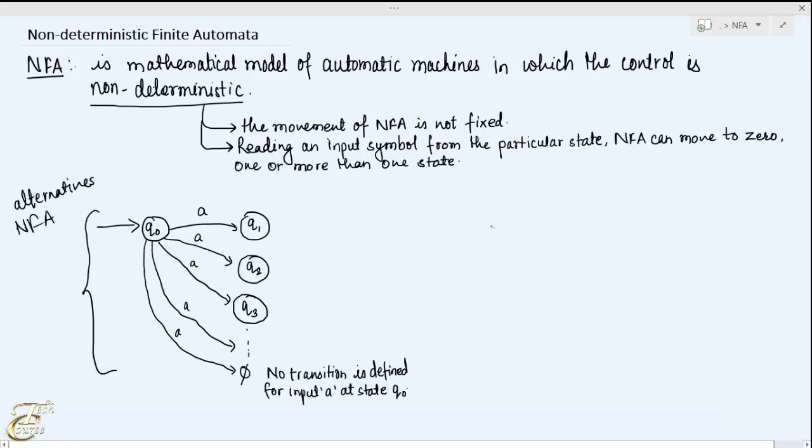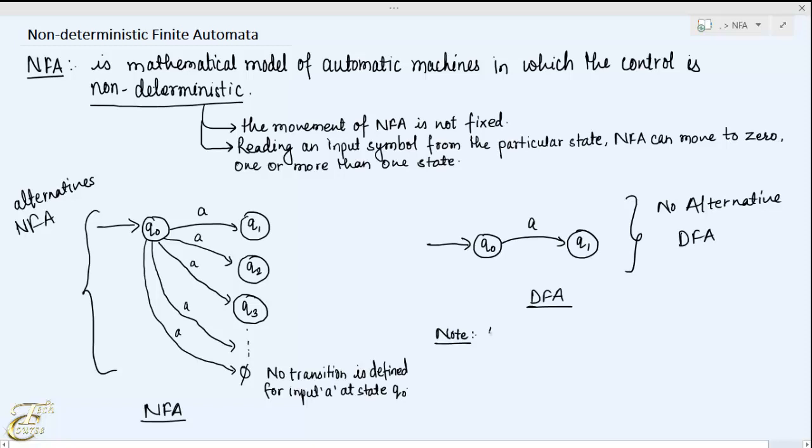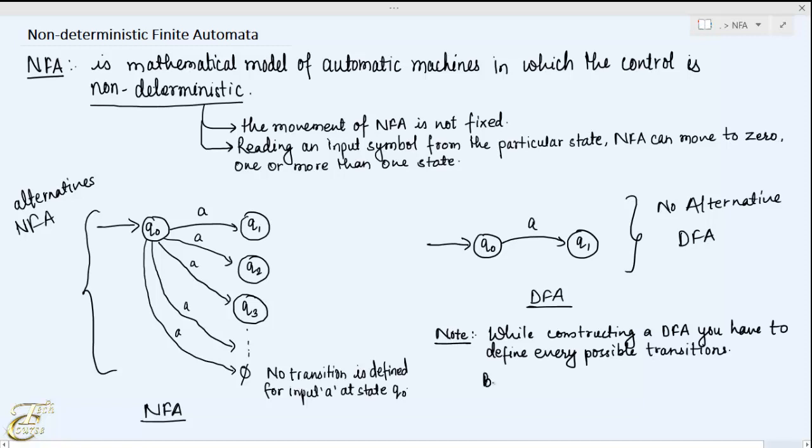But in the case of DFA, reading an input symbol from the particular state, DFA can move only to one fixed state. Let us suppose the DFA is in the state Q0. Reading an input symbol A in Q0 state always leads to one fixed state, let's say Q1. So there is no choice for input A in the case of DFA. That is, no alternatives in the case of DFA. Remember that while constructing a DFA, you have to define every possible transition. But in the case of NFA, you may leave some transitions that are not required.